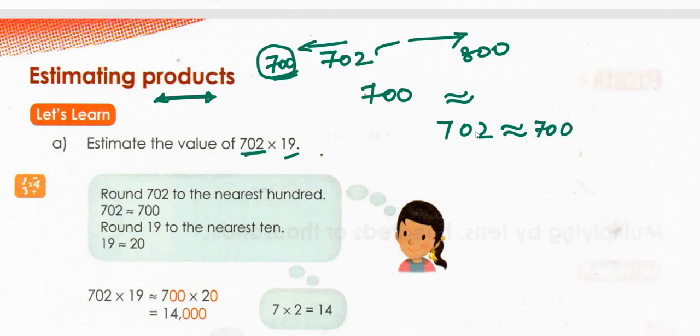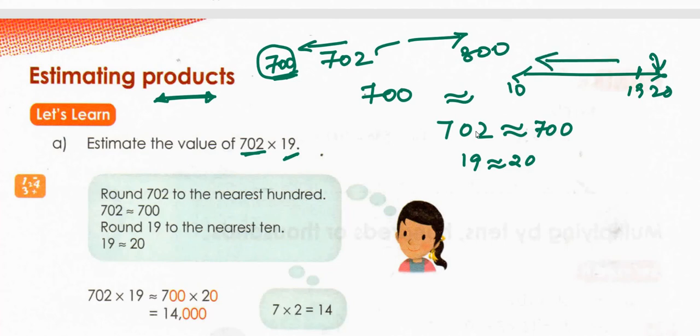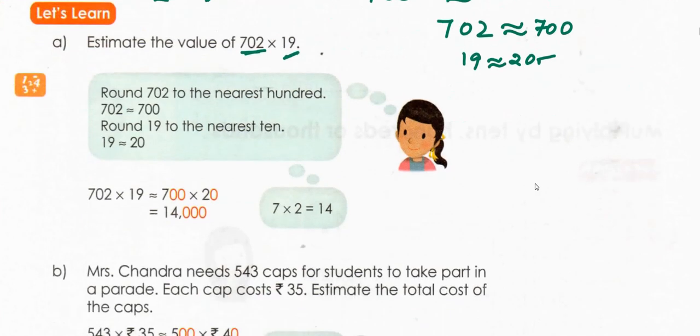Fine. Here 19 is approximately close to 20. Then 10, 10 is very far. This is a number line. This is 10 and this is 20. 19 will be here, which is closer to 20, and it is very far from 10. So you take the nearest round value, 20. Now you can easily multiply it.